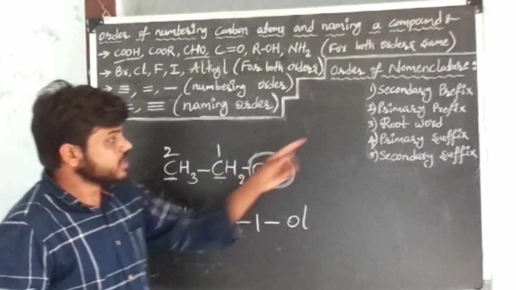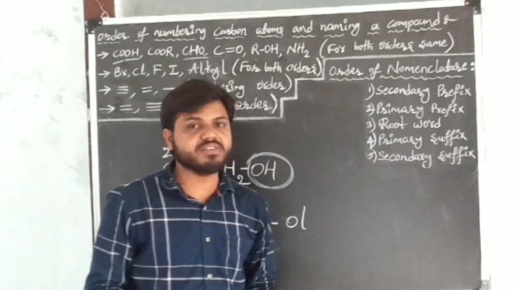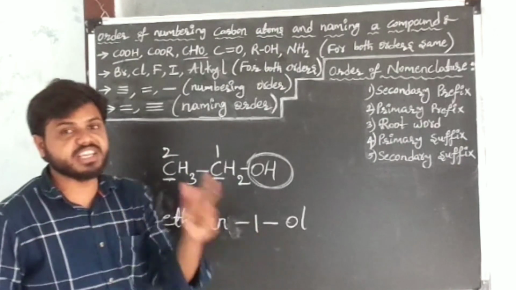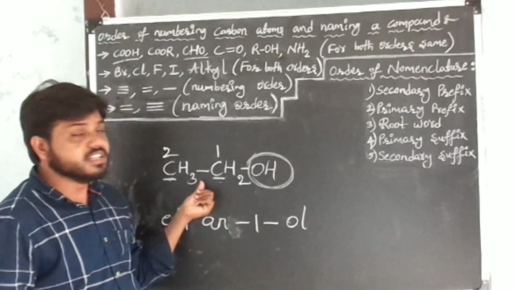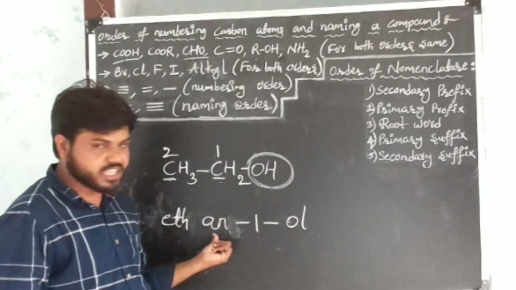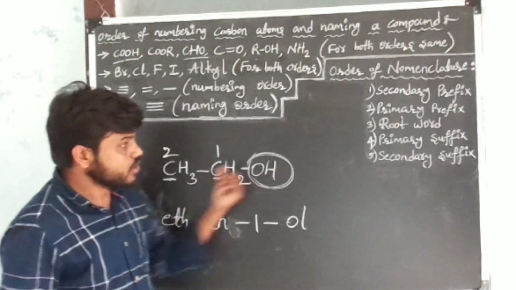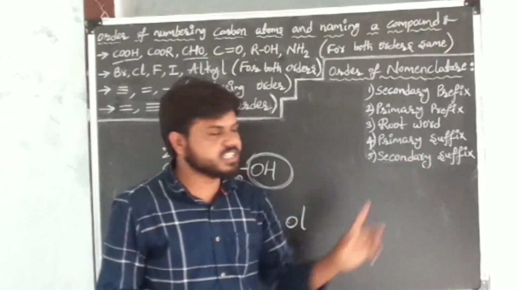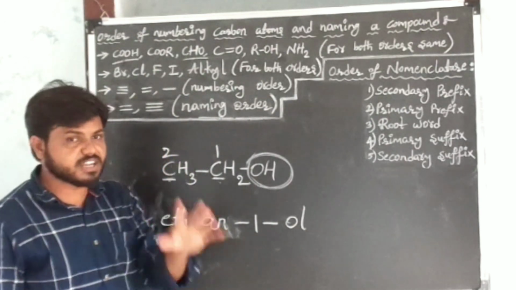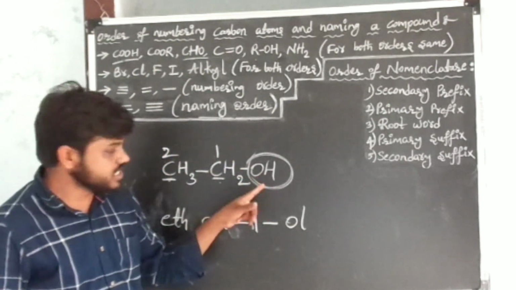I have written it. After writing the root word, go to the primary suffix. Between every two atoms, single bonds are present. Write the suffix of single bond, that is a. I have written the suffix. Don't take e because alcohol is there. After writing the primary suffix, go to the secondary suffix. Secondary suffixes are functional groups. One functional group is there, that is alcohol.